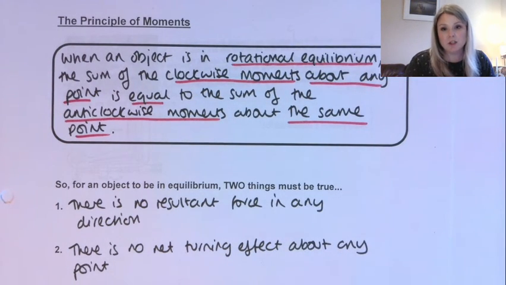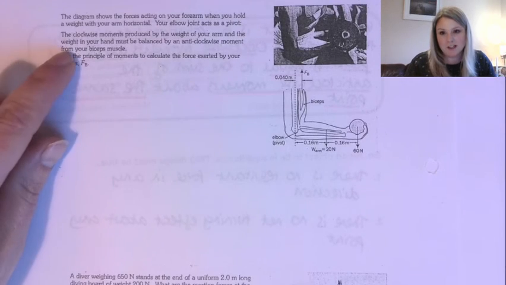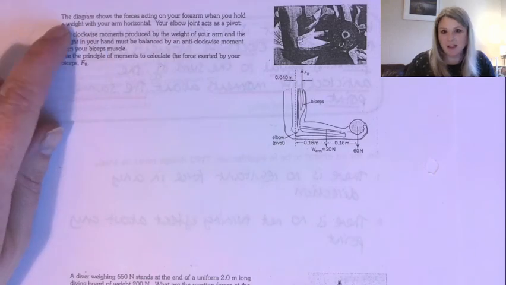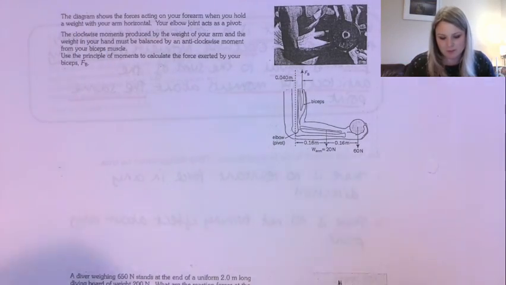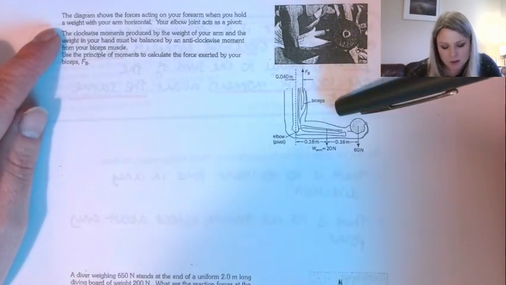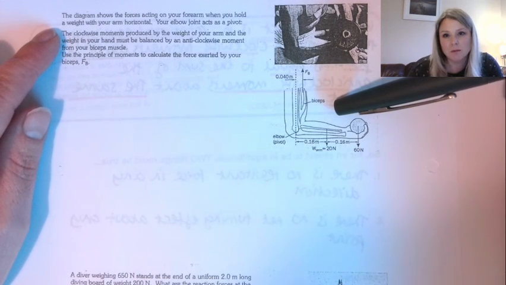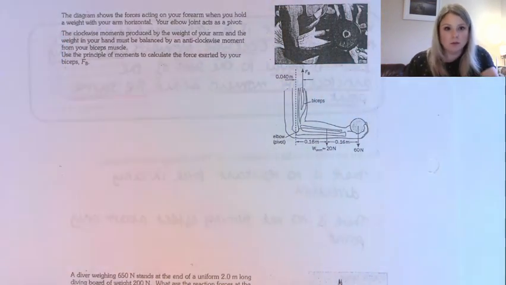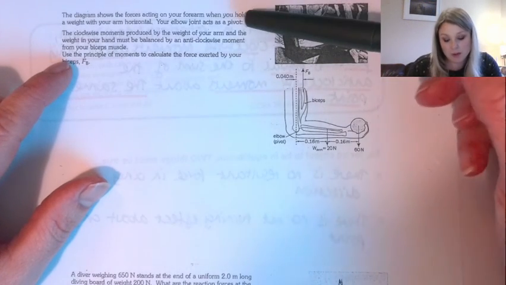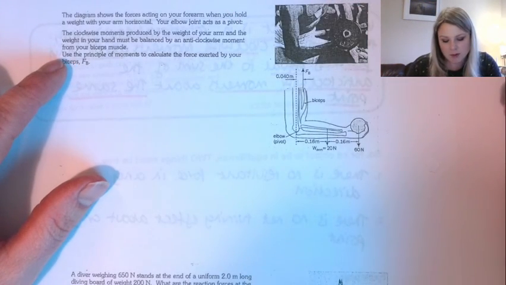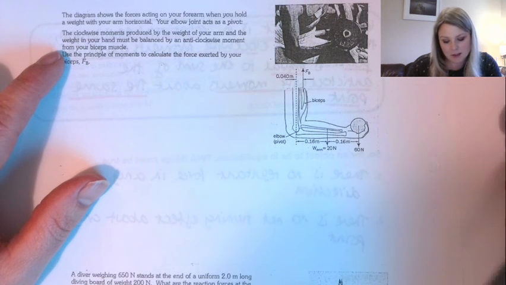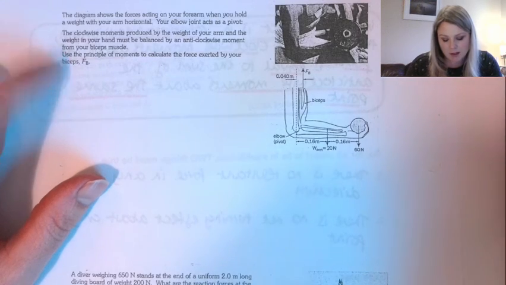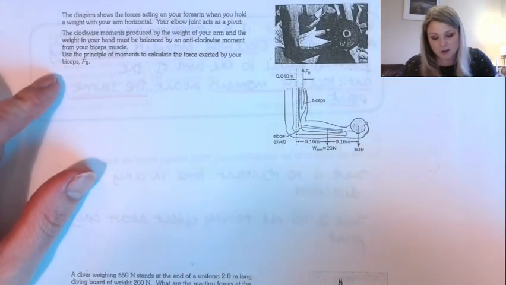So if you turn over to page 117 for me, then we can get started on these examples. Right, I know this question is tiny on the screen, but you have it in front of you as well. This diagram shows the forces acting on your forearm when you hold a weight with your arm horizontal. Your elbow joint acts as the pivot. Clockwise moments produced by the weight of your arm and the weight in your hand must be balanced by an anti-clockwise moment from your bicep muscle. Use the principle of moments to calculate the force exerted by your biceps, and they've called that FB.